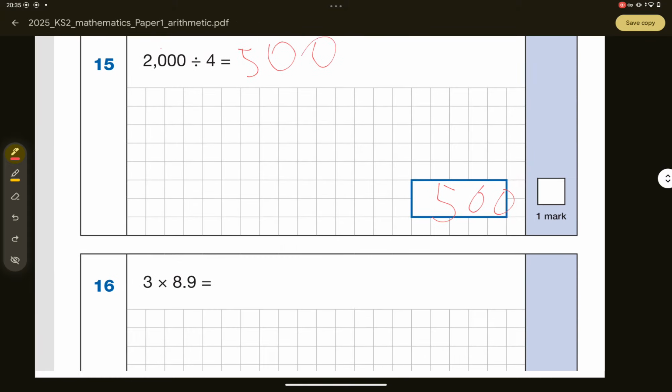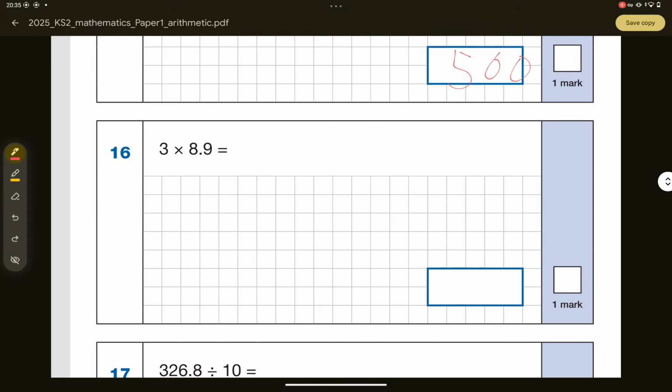So 500. And then 3 times 8.9. I would just do it in column method like this. Write it like 8.9 times 3 because it makes it clearer. So 9 times 3 is 27. Write the 7 and exchange the 2. 3 times 8 equals 24 plus the 2 equals 26. And then the answer is 26.7.